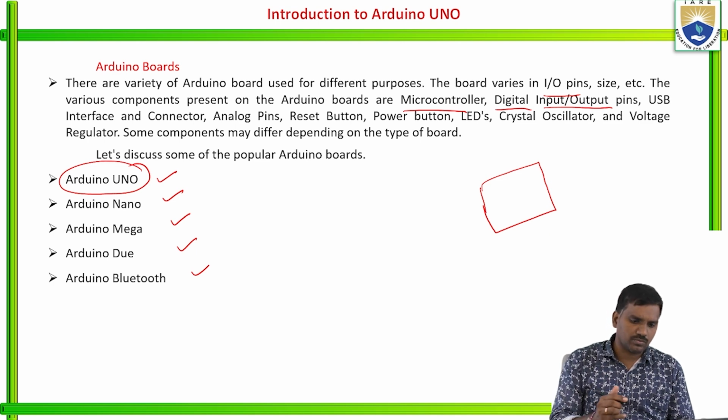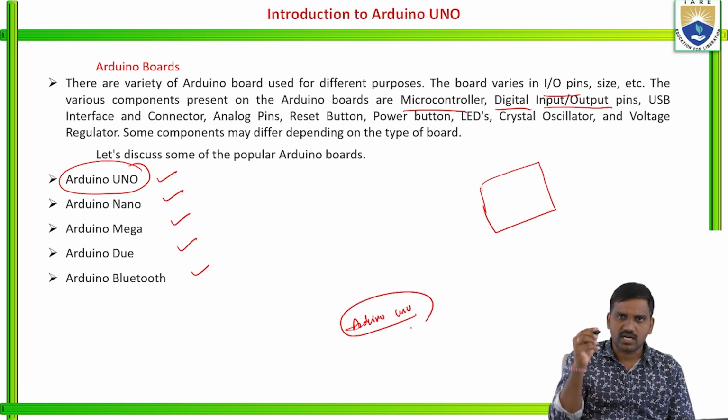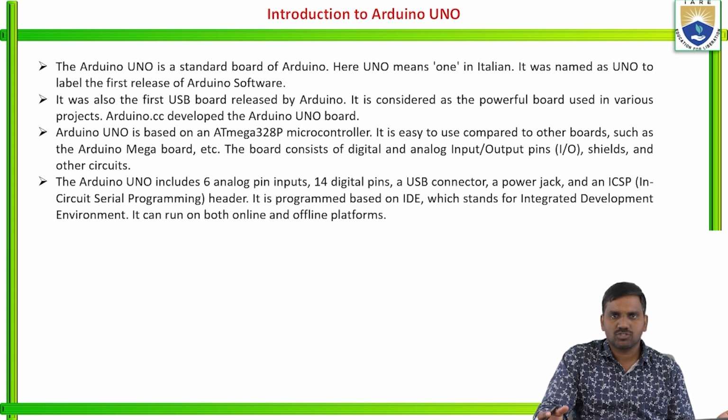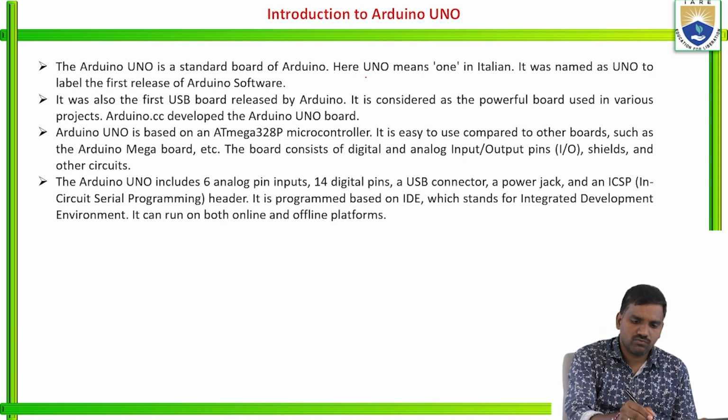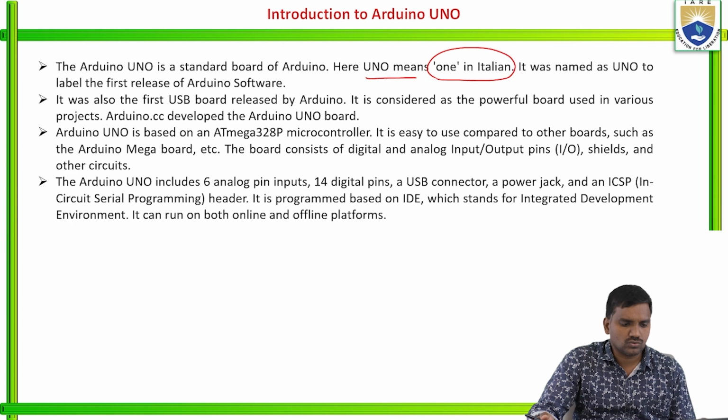Now I am going to go to Arduino Uno. Before going to that, first, what is Arduino? What is an Arduino board? What are the specifications? This is the introduction regarding the Arduino Uno board. The Arduino Uno is a standard board of Arduino, where Uno means one in Italian. It was named Uno to label the first release of Arduino software.